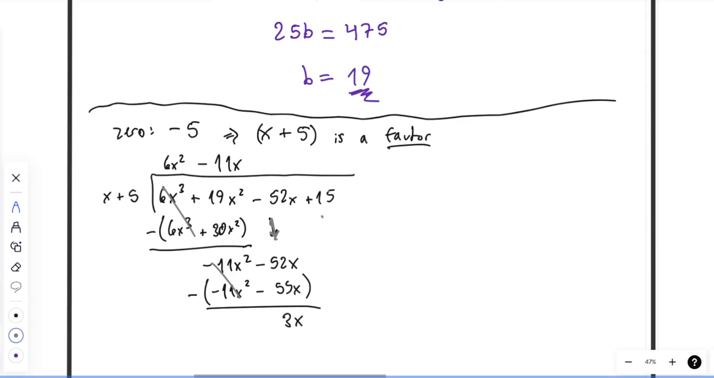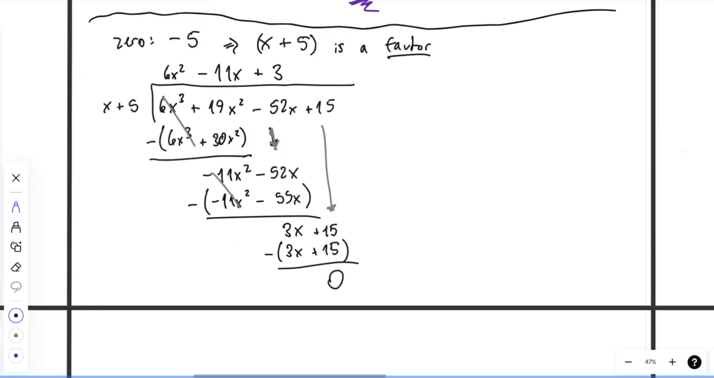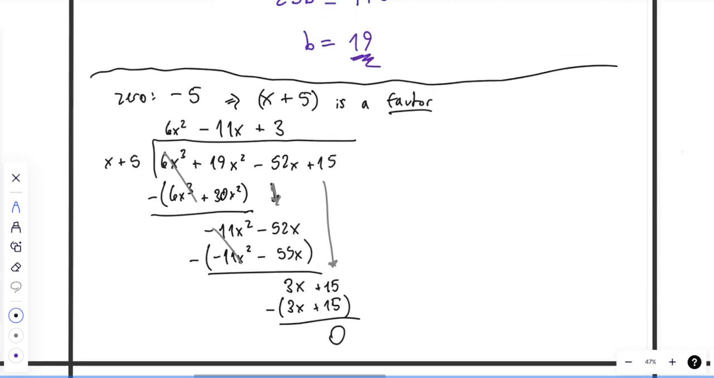Last thing I do is I bring this term down. It's 15. And I check how many times x plus 5 goes into 3x plus 15. That's exactly 3 times. So I subtract the product of those, and that's going to be 3x plus 15, leaving us after all the division with a remainder of 0, which means that this is indeed a factor, and this is the remaining polynomial.